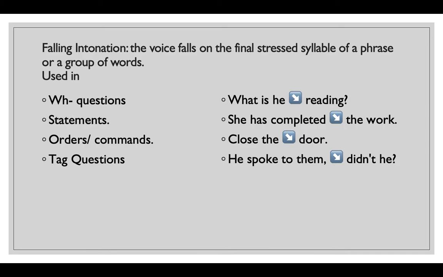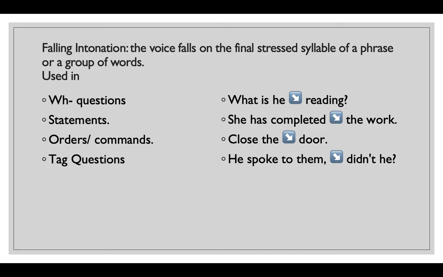Falling intonation is a sentence in which we begin with a high pitch and move towards a lower pitch. So towards the end, at the last word, there is a fall. And this is the tone that is used for normal statements. When I said "this is a good book" earlier, I was using the falling intonation. So for all statements, like "she has completed the work," at "work" there is a fall. Statements. Then any order or command.